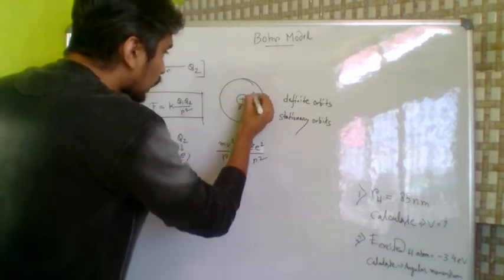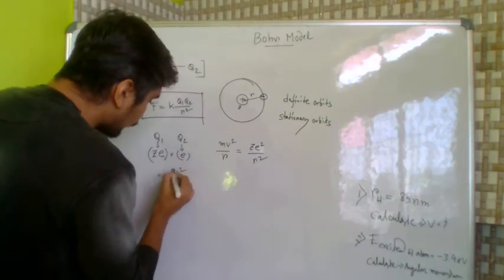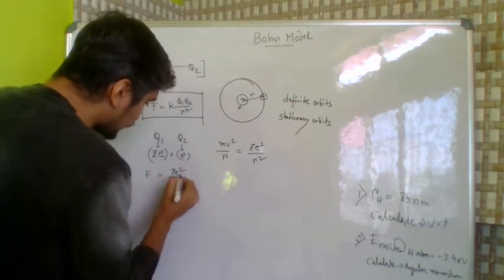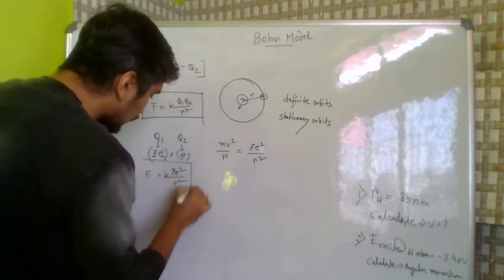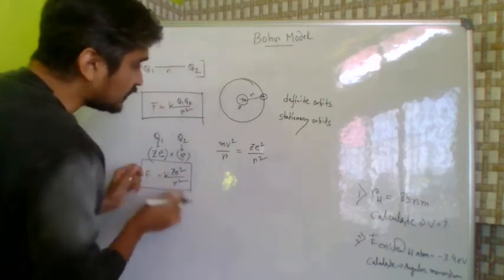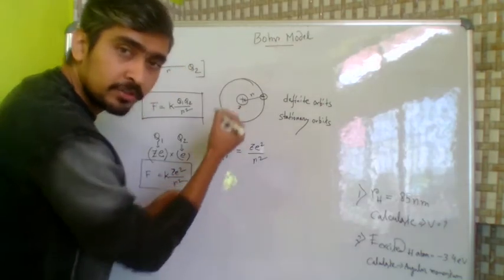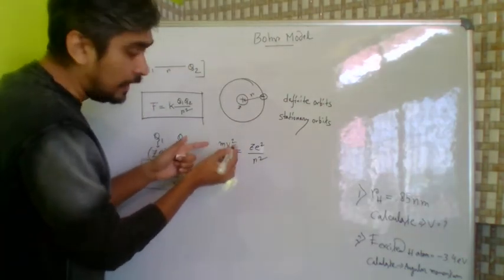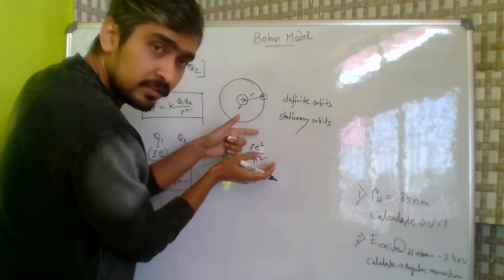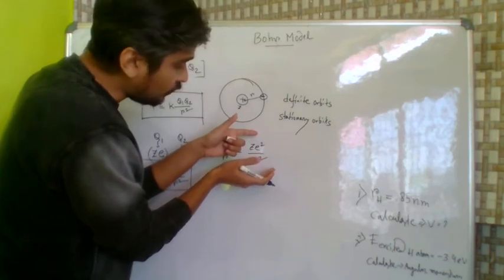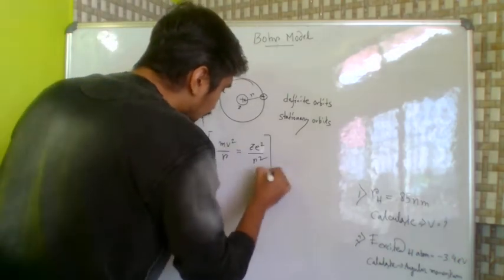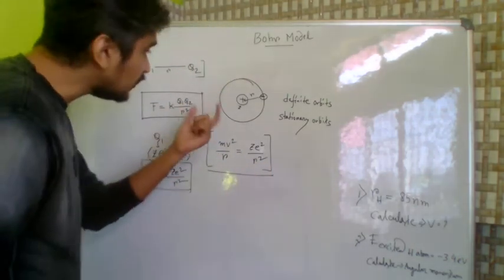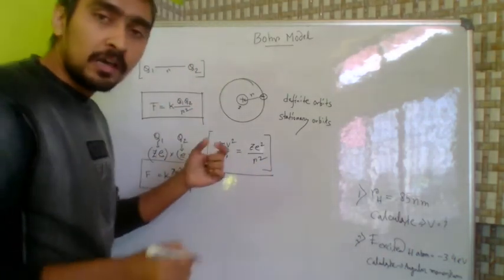So the net force is what? Ze square by r square, times a proportionality constant. That's how we arrive at this expression, and this is the centripetal force. Now centripetal force exactly balances the Coulombic attractive force, and from this we get one relation.